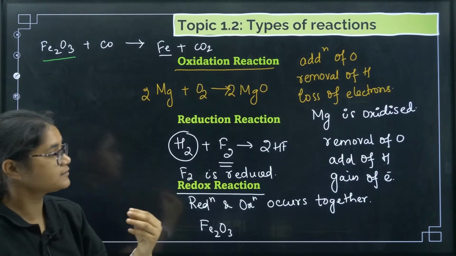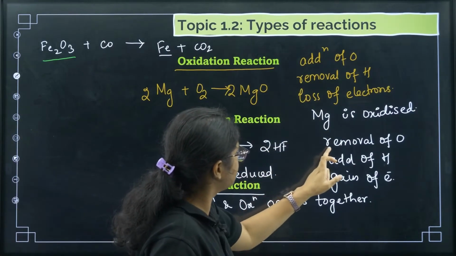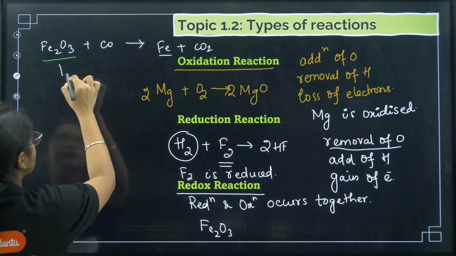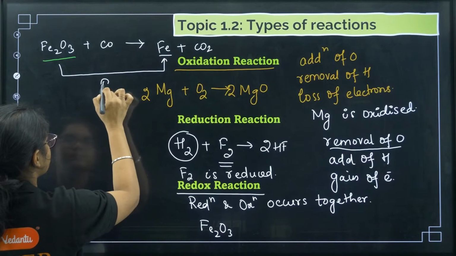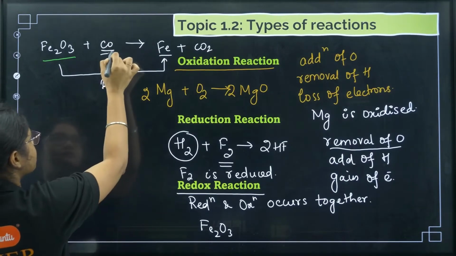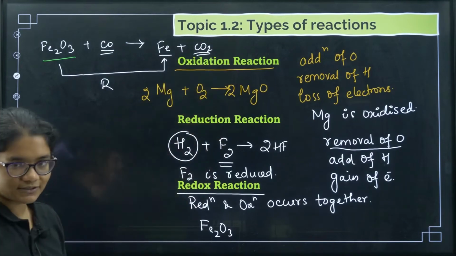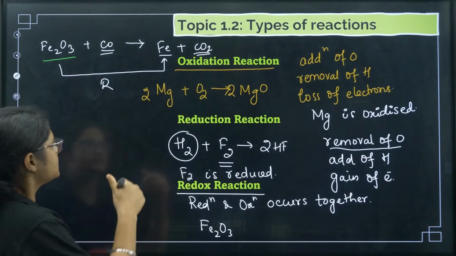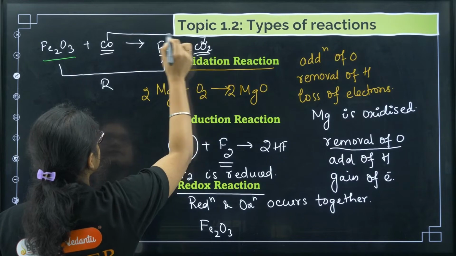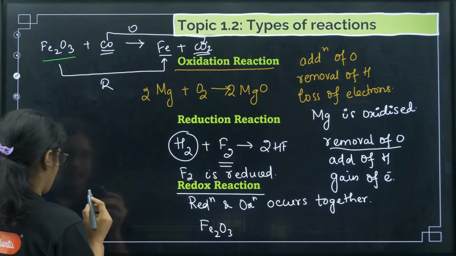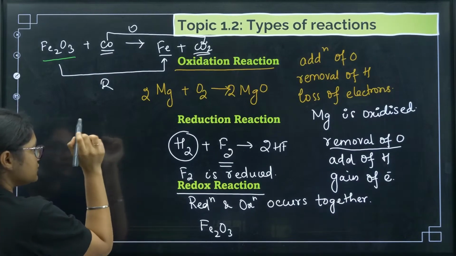That means if oxygen is removed, what is this? Removal of oxygen is reduction, right? So I can say that from here to here there is reduction. Now you see what has happened from CO to CO2. There was one oxygen here, there are two oxygens here. So addition of oxygen has taken place, right? Addition of oxygen is oxidation.